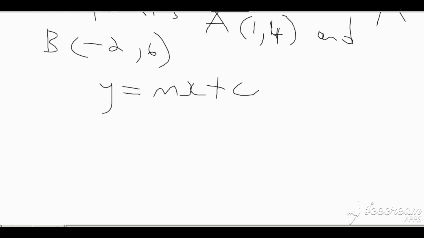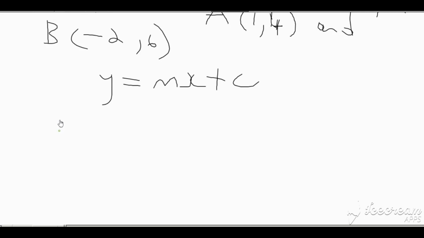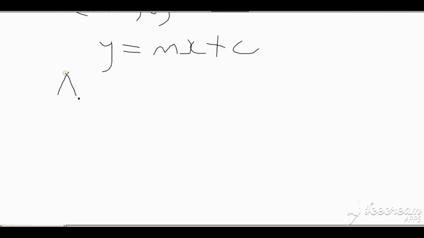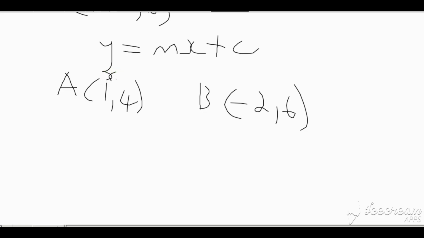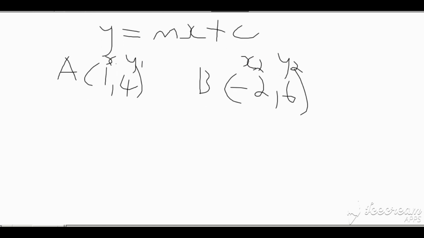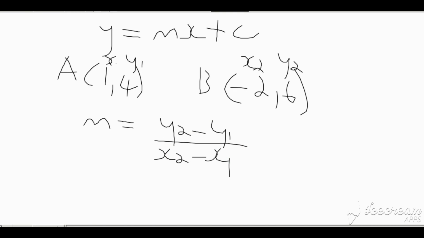So let me just take those 2 points up there, A and B, and write them back down here. So A is (1, 4), and B is (negative 2, 6). All right. Let us call these x1, y1, and x2, y2. Let us start by finding the gradient, because you guys would have found the gradient already. We use the formula m equals y2 minus y1 over x2 minus x1. And of course, when you say y2 minus y1, you're really saying what the rise is, and x2 minus x1 is what the run is.